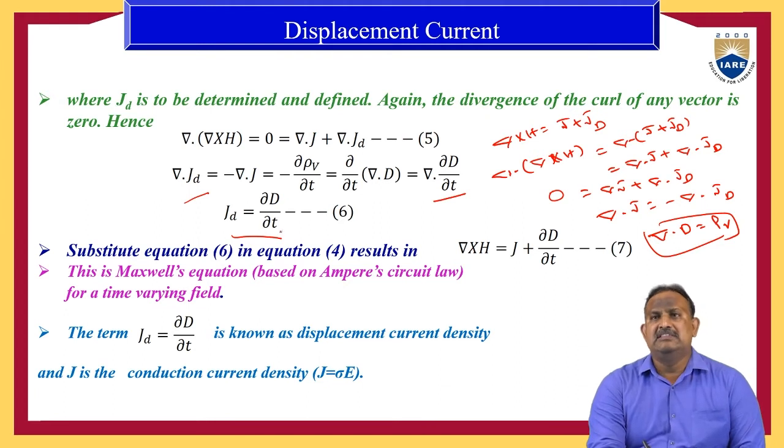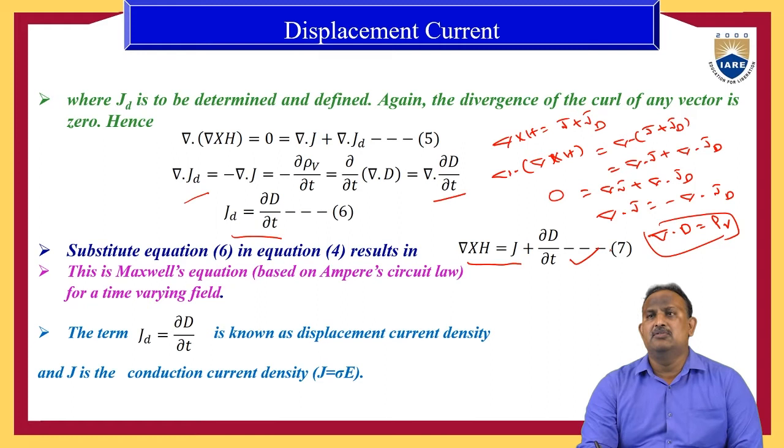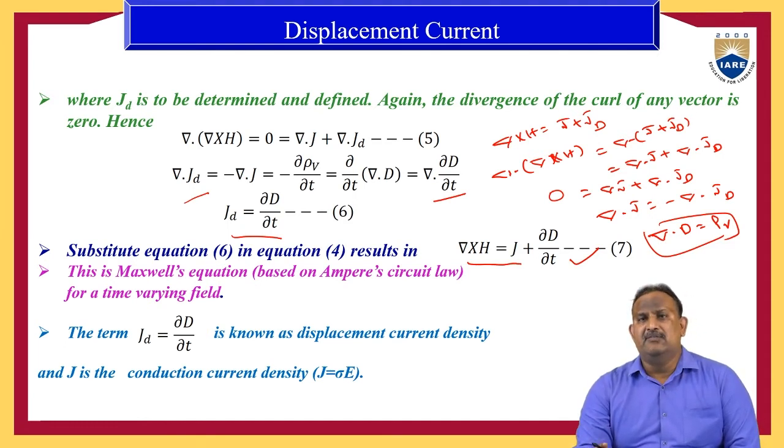Here JD is nothing but the displacement current density. If we substitute JD in equation 4, we get del cross H equal to J plus dou D by dou t. This is the Maxwell equation for time varying fields, where dou by dou t of D represents the time variation of the electric flux density, and D is the electric flux density. Therefore equation 7 represents the Maxwell equation for time varying fields.